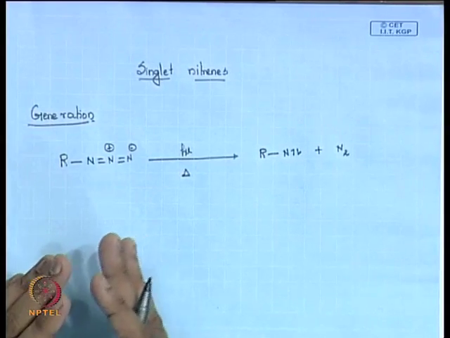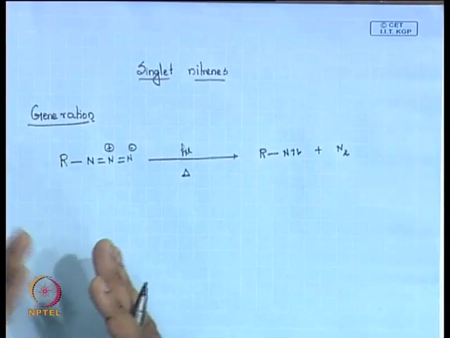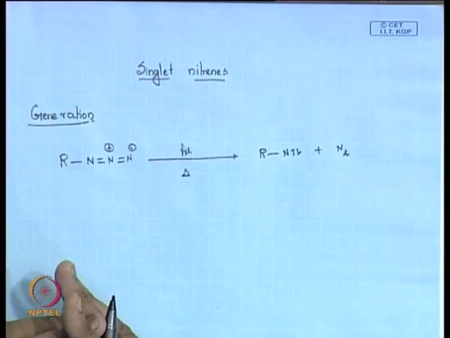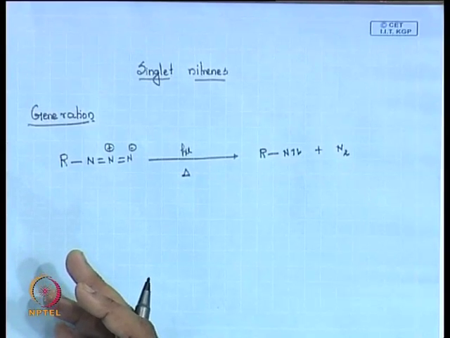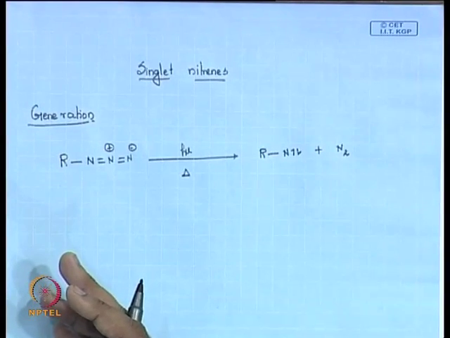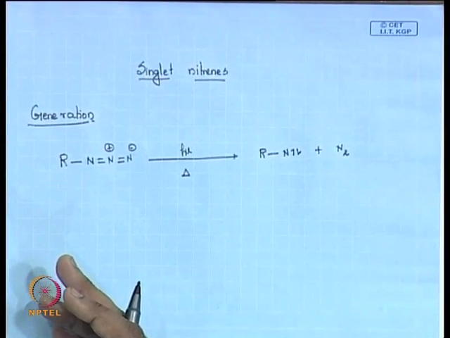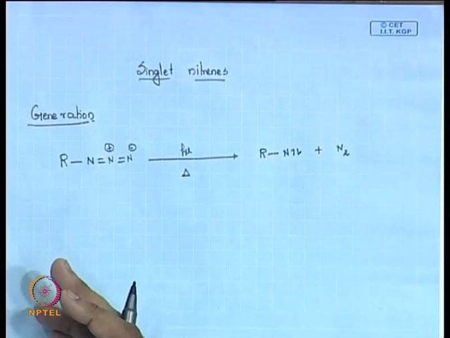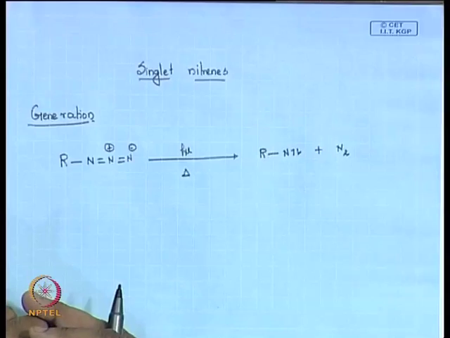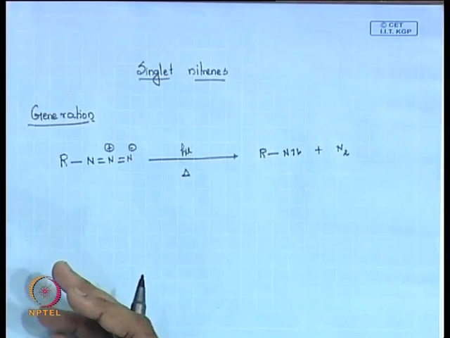This is one very good method. I have seen that this is the best method by which you can generate singlet nitrene. There are some other methods, but this is the best one because making azides is easy. How do you make an azide? If I want to make an azide like benzyl azide, you just take benzyl bromide, add sodium azide, just room temperature stirring, and you get a nice product.